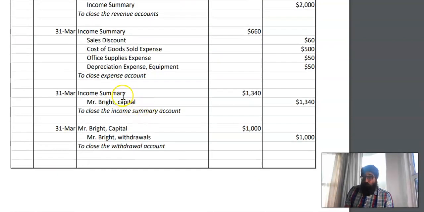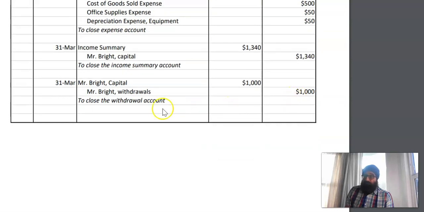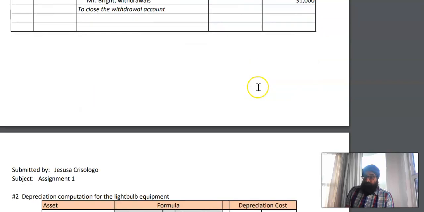The final step is to move what's remaining after closing in income summary to capital. So in this case, we debit income summary, that's the income that's temporarily in the income summary account, and we credit the capital account, increasing it, right? The last account that we close is the withdrawals account, right? So that reduces our capital balance by 1,000.